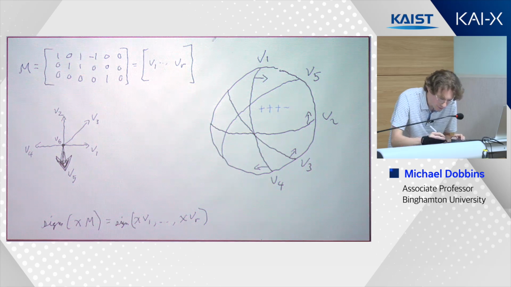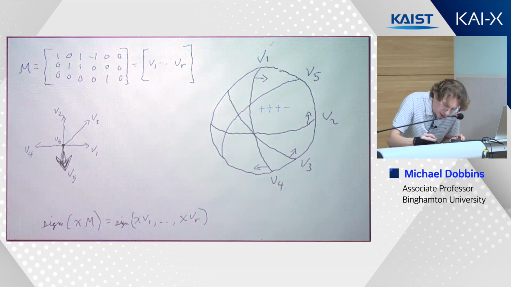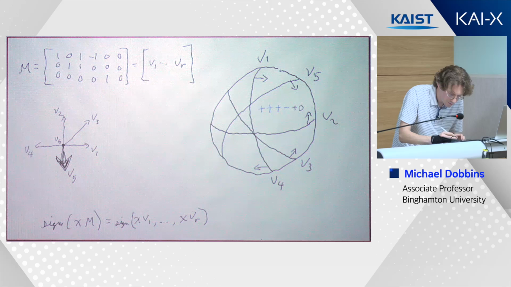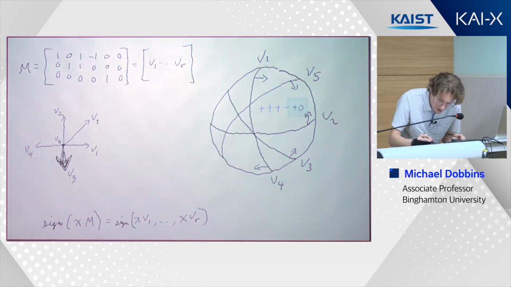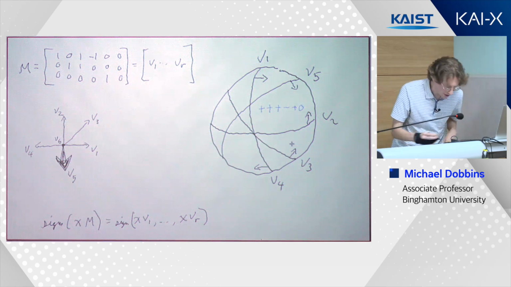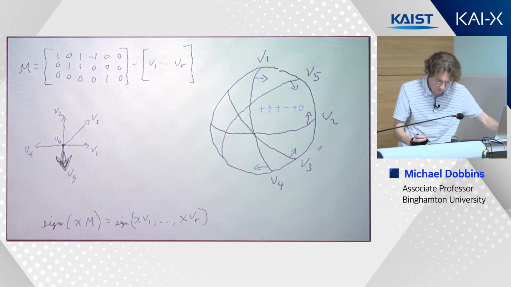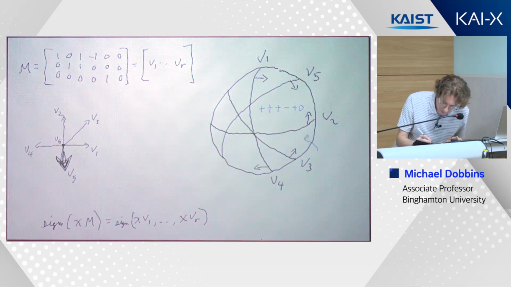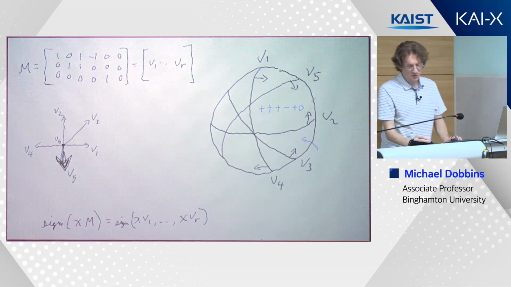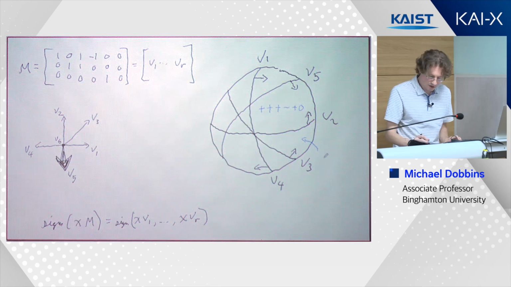You didn't tell which side v5 is. Ah, yes, I should put that in. Let's make it go this way. So that would give me this. And then I could go across to this cell here, for example. And that would just change the second coordinate from a positive to a negative.